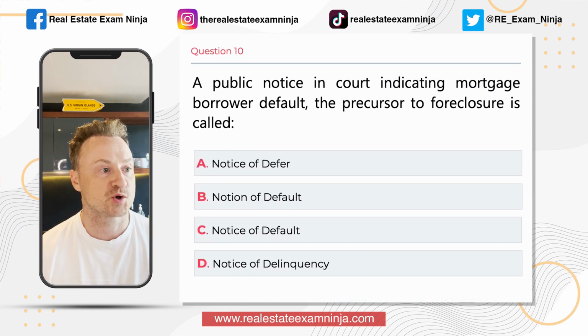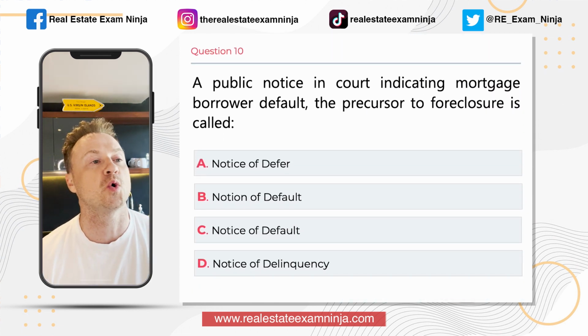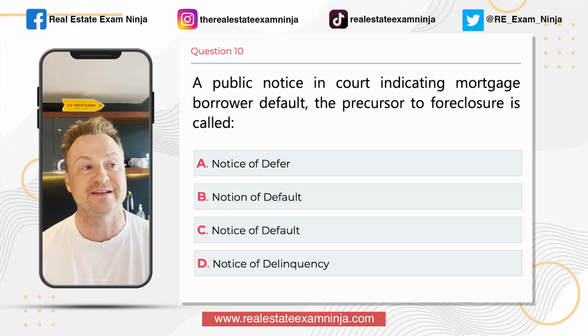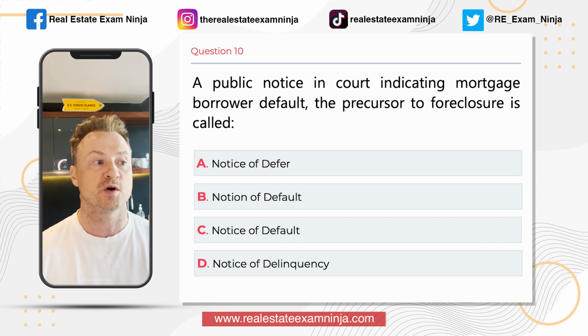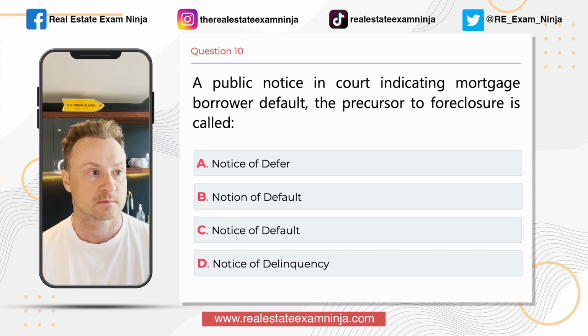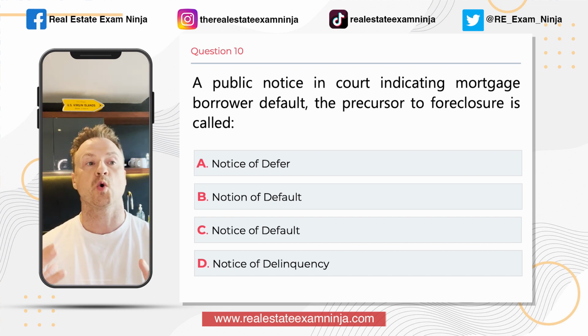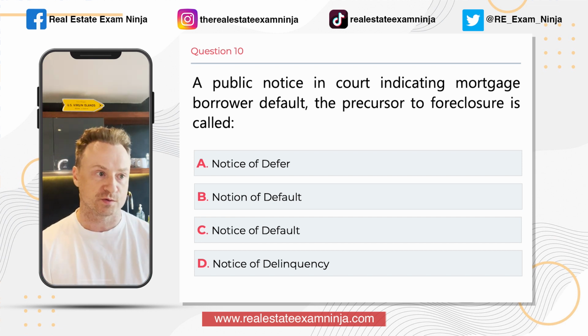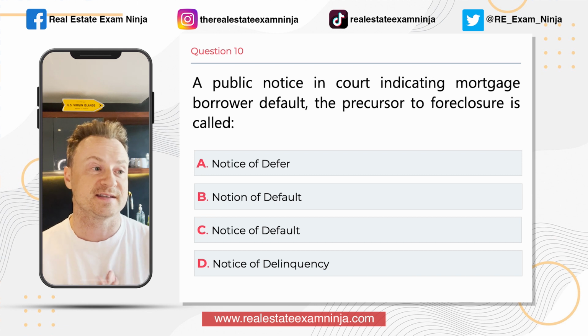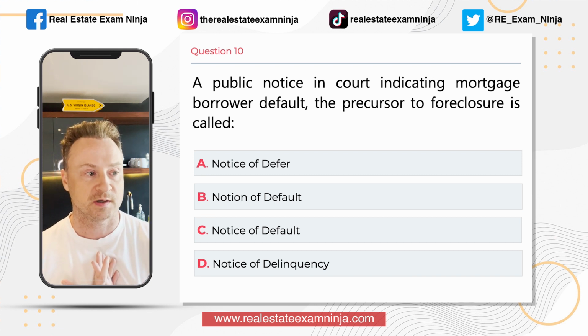All right, question 10. A public notice in court indicating mortgage borrower default, the precursor to foreclosure, is called what? So this is what happens in the courthouse before we're foreclosed. I mean, to me, this is kind of a common sense one.